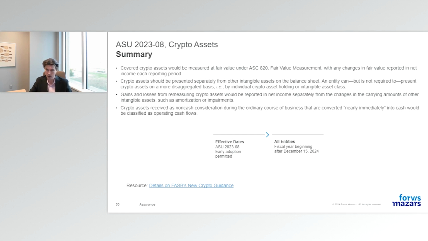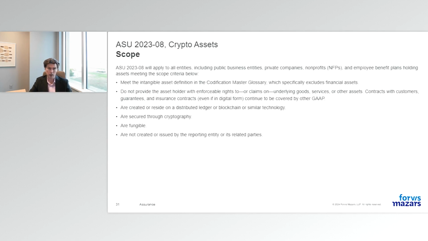Scope of this one, I mentioned that it relates to assets meeting certain criteria. You see those here on this slide. It has to meet the definition of an intangible asset as defined in the codification. It cannot provide the asset holder with enforceable rights or claims on underlying goods or services. The asset has to be created and reside on a distributed ledger, blockchain, something similar. Must be secured through cryptography, must be fungible, and then is not created or issued by the reporting entity or related party.